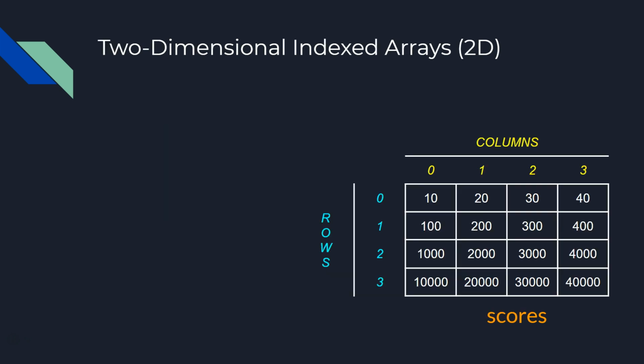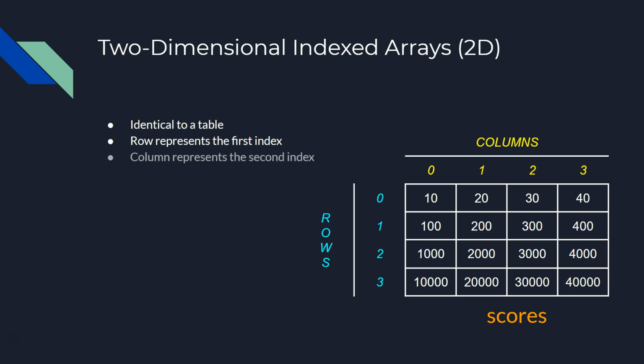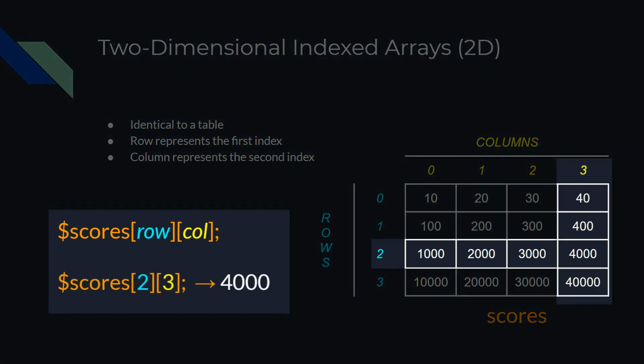So this is a two-dimensional indexed array, or 2D. It looks just like a table, right? It is a table, actually. It's a 2D table, and it represents the rows and columns. The first index represents the row, and the second represents the column. So if I want to access it, I will just call the scores with the two subscripts. And if I want to get the score 4,000, then I will access row 2, column 3, and I get 4,000 out of that table.